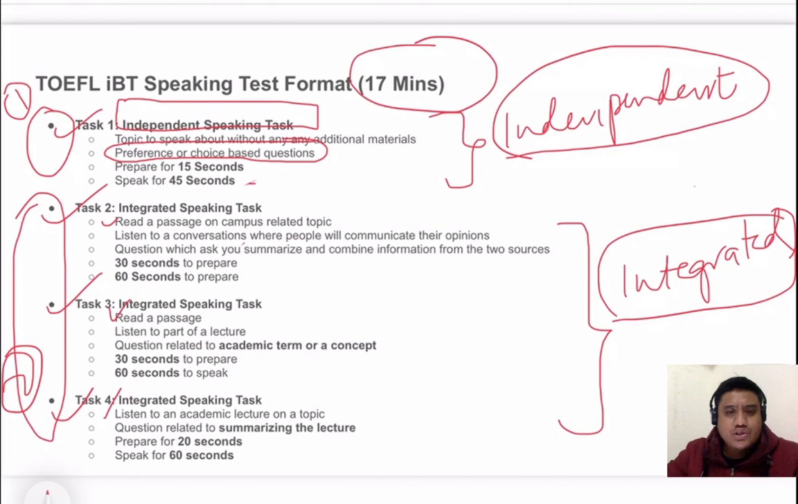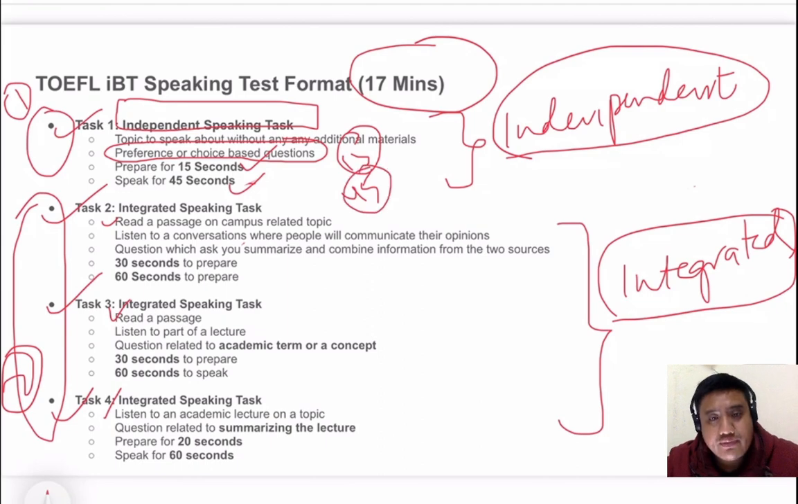When you're given that question, you get 15 seconds to prepare for it, and then you speak for 45 seconds. So you get 15 seconds to prepare, and then you have to speak for 45 seconds. So this is what task one involves.